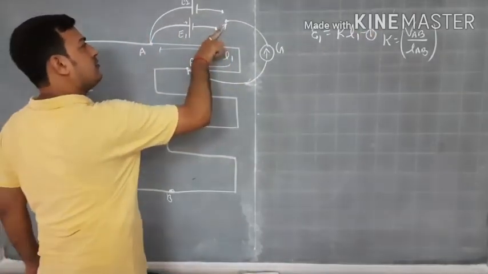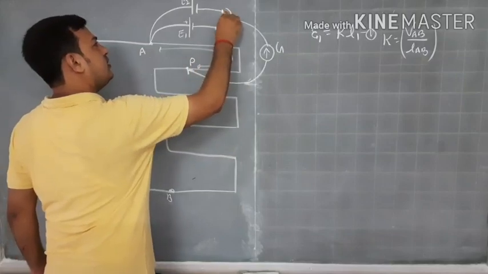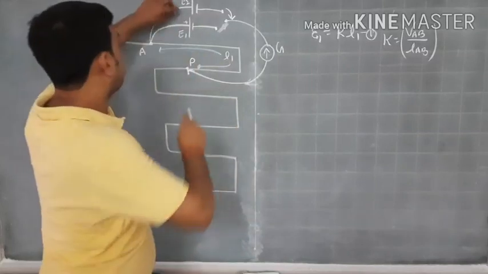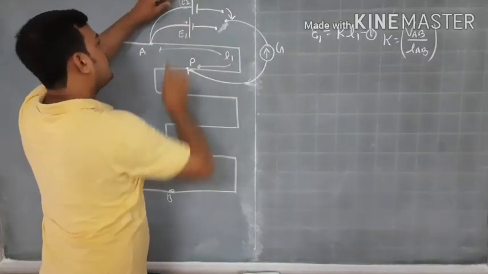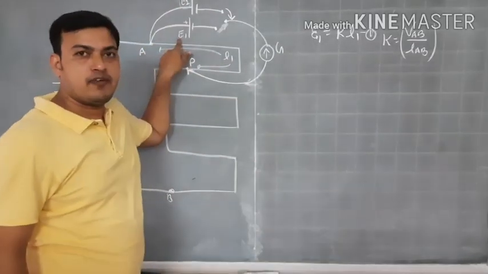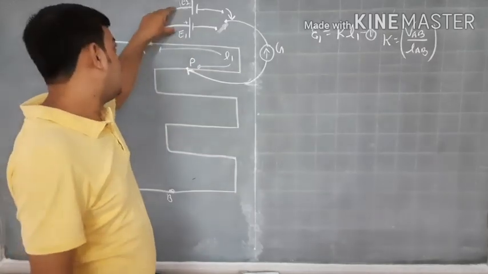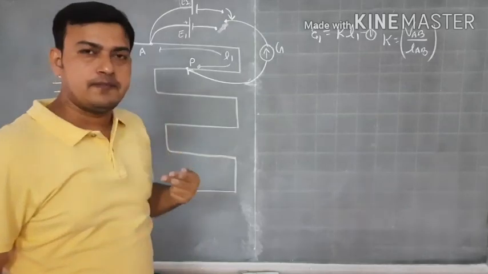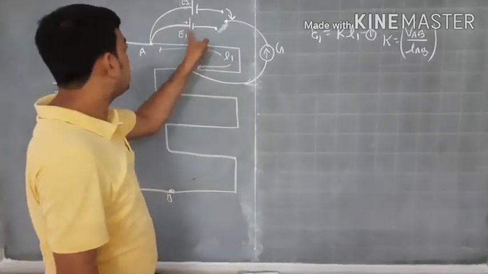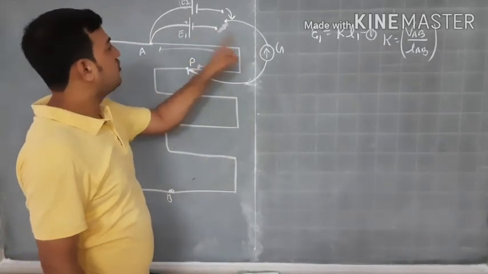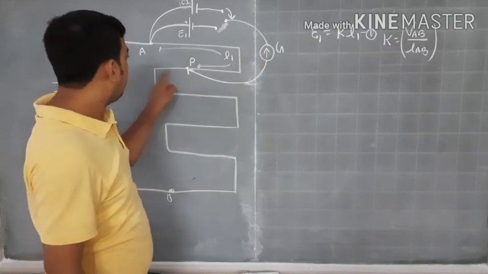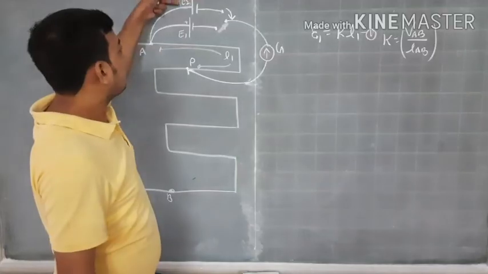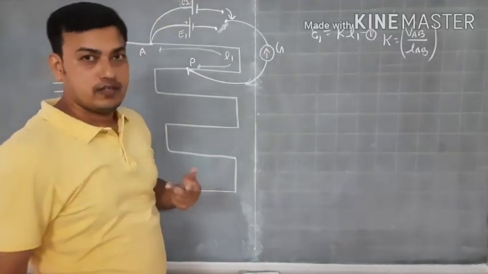Now I will remove this connection and I will connect the E2 battery with this. Now remember that if this E2 is greater than the EMF of this cell, because the EMFs are unknown, you don't know, but suppose that E2 is greater than E1, in that case the balancing length will increase. It means you will get the null point at a larger distance from this point if the battery EMF is more than E1.